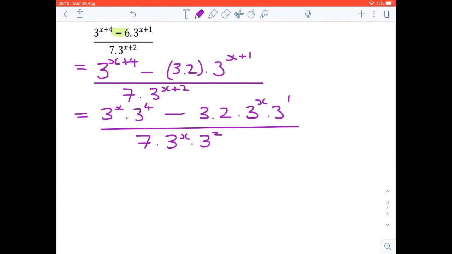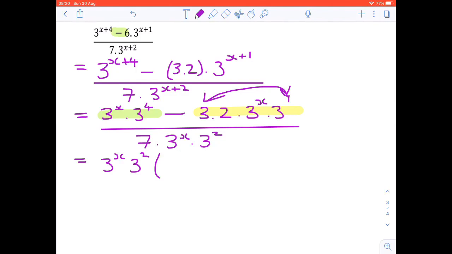Now we want to factorize. So what's common to the two terms in the top fraction? We have a 3 to the x, which is common, and the highest common factor of just the 3's would be 3 squared. These two terms here would be 3 squared if we put them together, and this one in the green highlight is 3 to the 4, so the highest common one is 3 squared. So that's our common factor.